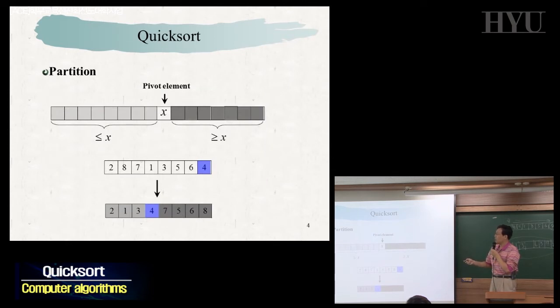X can be placed in any location. If we are lucky, X is placed around the center element. In the best case, it is at the center. So the sizes of the two partitions are almost the same. Okay? It is called balanced partitioning.